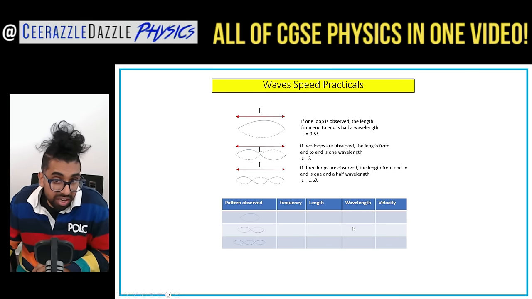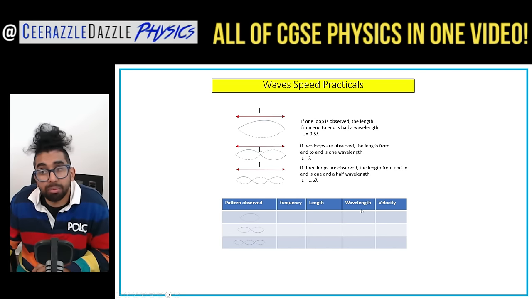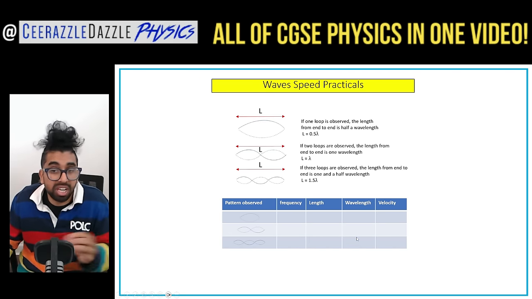That's how you're going to get different values of the wavelength. And then to calculate the velocity, I take my frequency and I multiply it by the wavelength over here, and it will tell me the velocity.